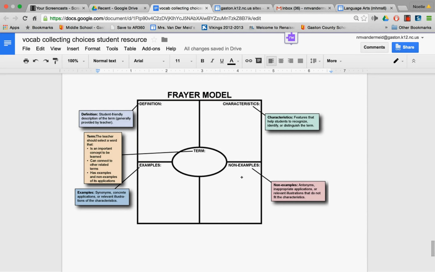For instance, if it was the word tumult, as in the previous example, some characteristics would be loud, confused, noisy. An example might be a football game or a large city. A non-example might be an antonym like quiet, or a place where you wouldn't find a tumult like a library.